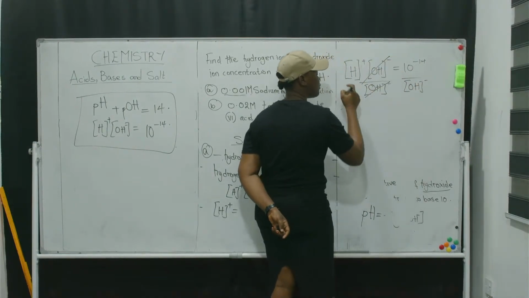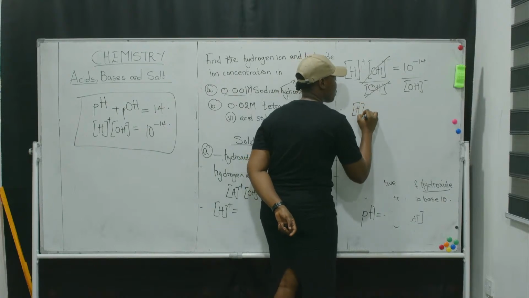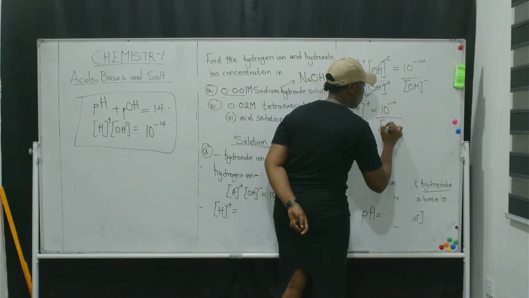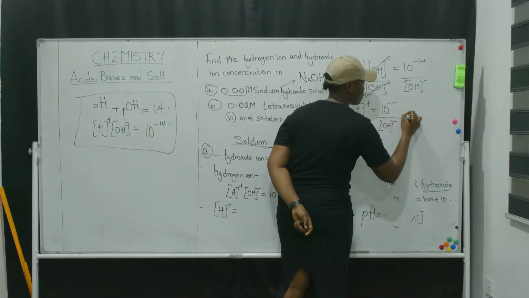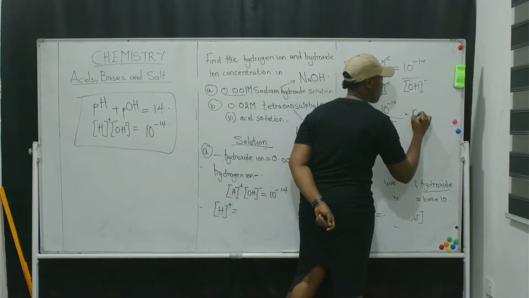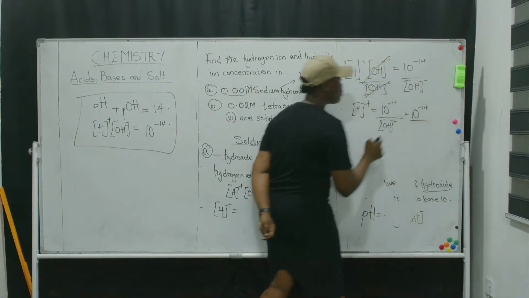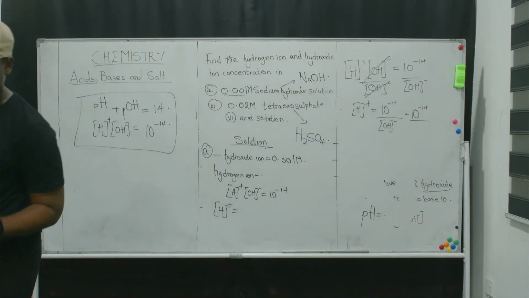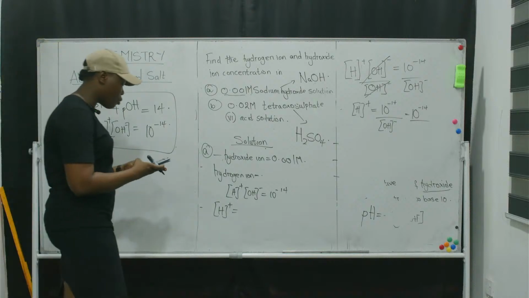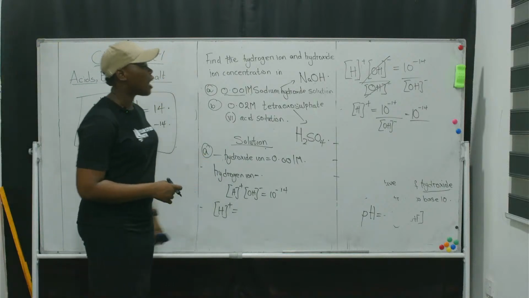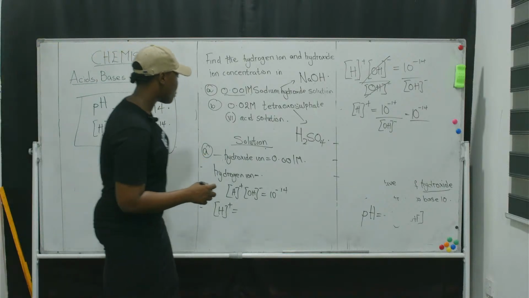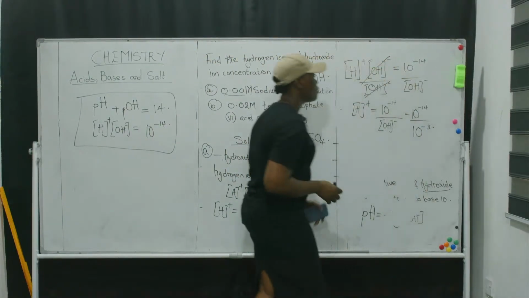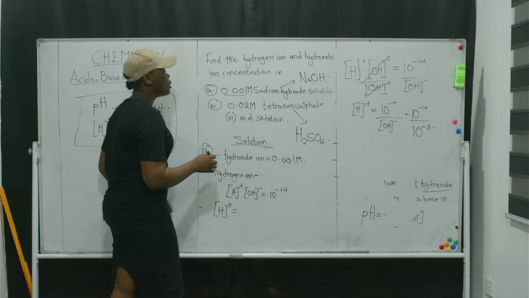This will cancel this, we are left with this. So hydrogen ion concentration is then 10 raised to power minus 14 over OH concentration. And then this is 10 raised to power minus 14. We're given this in the question: 0.001, right? And that is 10 raised to power minus 3.